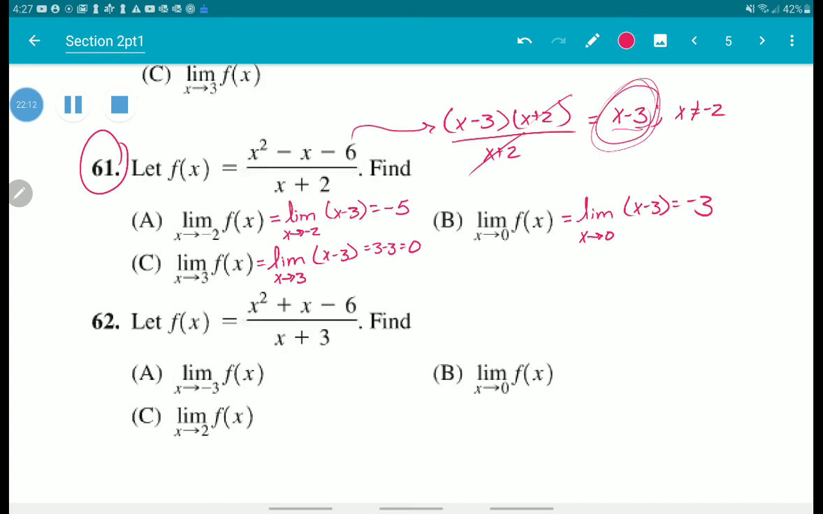So using that reduced function really makes it easier to find those computations. And it does eliminate, usually with a rational function, the issue that could happen with dividing by 0, or that indeterminate form 0 over 0.